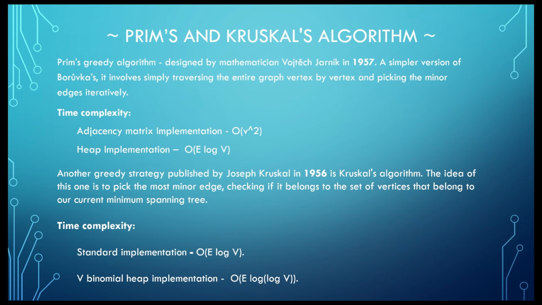Another greedy strategy, published by Joseph Kruskal in 1956, is Kruskal's algorithm. The idea of this one is to pick the minimum edge, checking that it doesn't belong to the set of vertices that belong to our current tree. Time complexity on the standard implementation is O(E log V), and with a binomial heap implementation, which merges two heaps together, it's O(E log V).